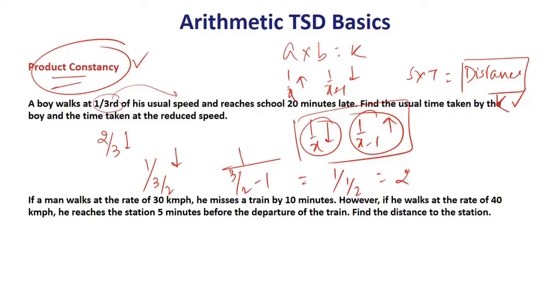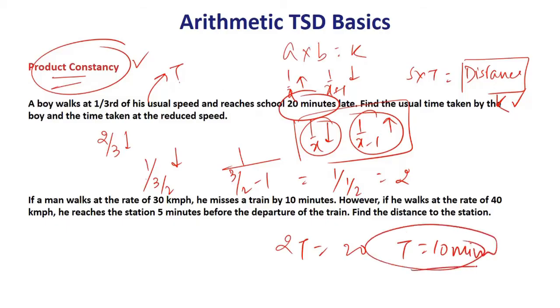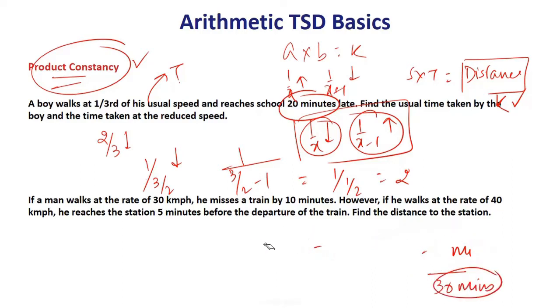So in this case, he was getting 20 minutes late. Originally, let's say the time taken was t minutes. So it has increased by 2t. So 2t is equal to 20 minutes, therefore t is equal to 10 minutes. So originally he used to take 10 minutes, and after reducing his speed, he takes 30 minutes. Very simple. Now this is product constancy. Let's apply it in one more example.